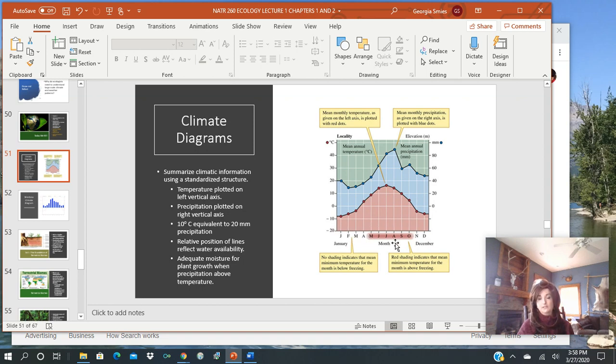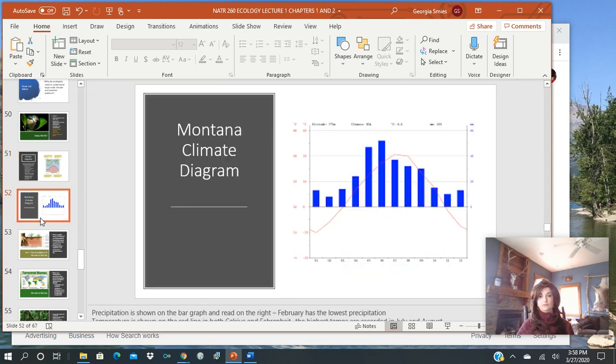Then we have our seasonal period that's shaded here, that's our warmer months, and then we can look at the patterns, right? Tremendous amount of data summarized on a single graph.